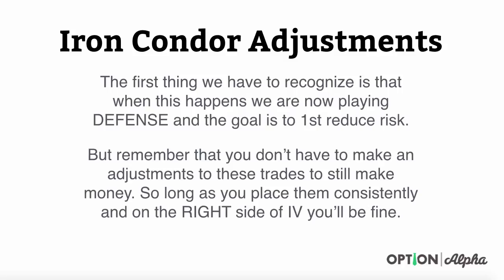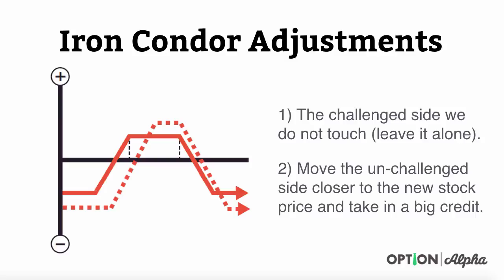So if you're a little bit more passive, a little bit more conservative, this is not a requirement to be successful. It just means that you're going to make a little bit more money than you would have if you didn't make adjustments. So the first thing that we're going to do when an iron condor gets challenged, and let's say that we get challenged to the top side, so the stock starts moving higher against our position, is the challenged side we do not touch. So in this case, the call spread that the stock market is moving towards, we leave alone. We don't roll up that side.